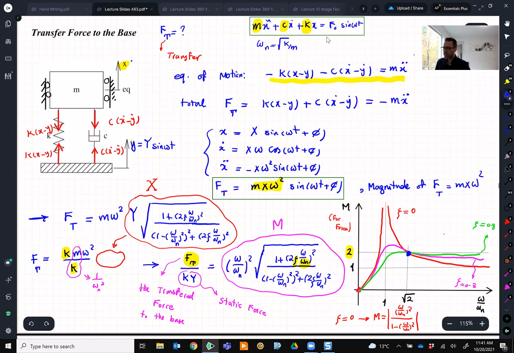For a rotating system, for example, M might be ml squared, K might be different, and C might be different numbers. And C and zeta, you know how to calculate it. It is C over 2 square root of Km. All right.